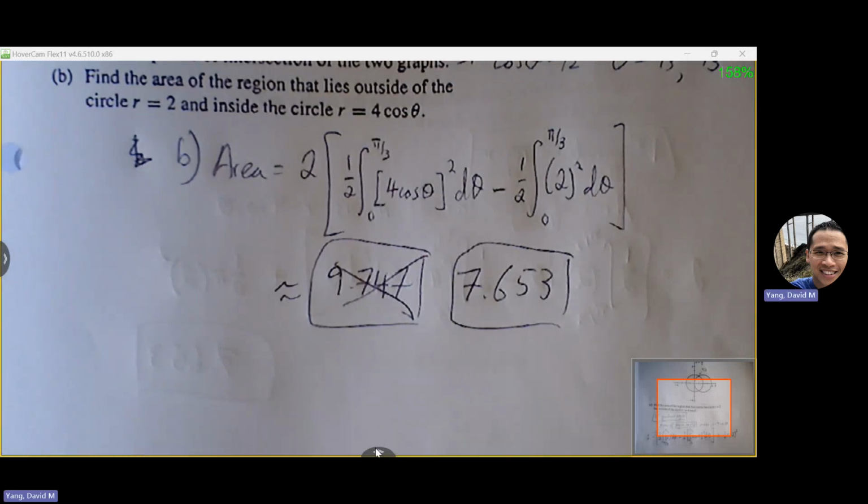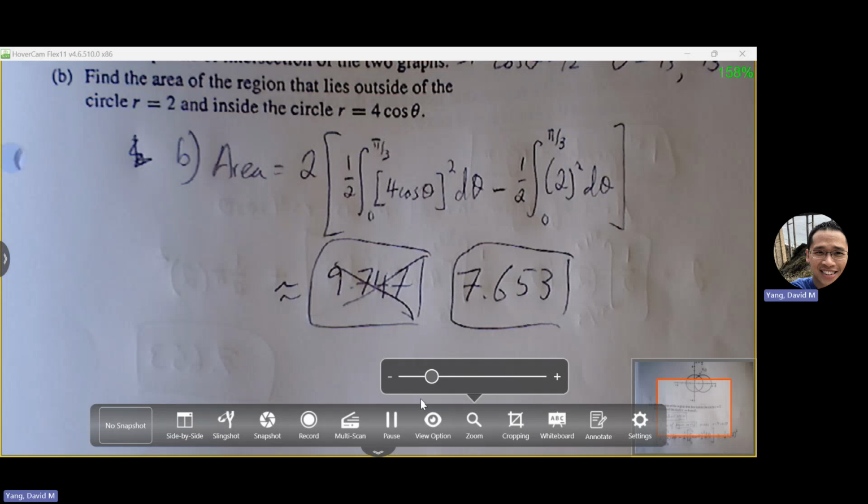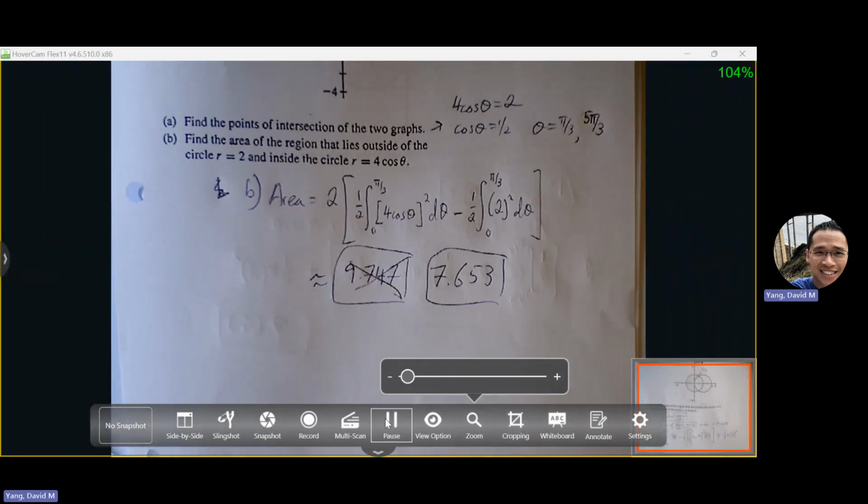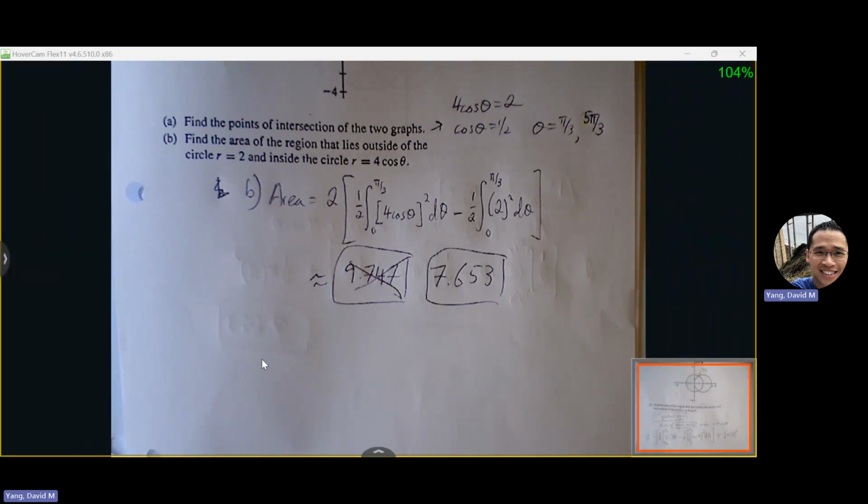I noticed that for the radius r equals two, theta only goes around the circle once, but r equals four cosine theta goes around it twice. So I did do it the same way, but for r equals two I had to go from pi thirds to pi, but for four cosine theta I had to go from pi thirds to pi halves. That is what I did because I had to check how far it went.